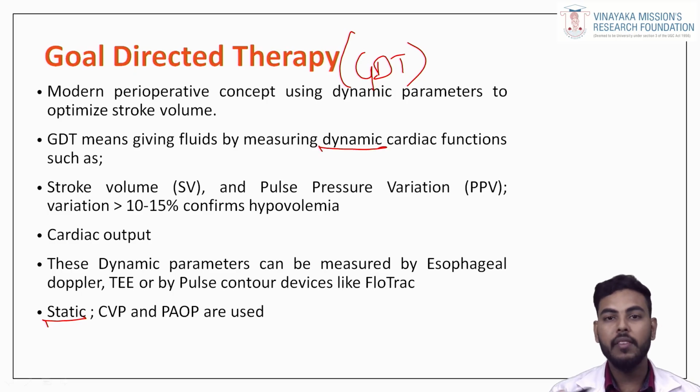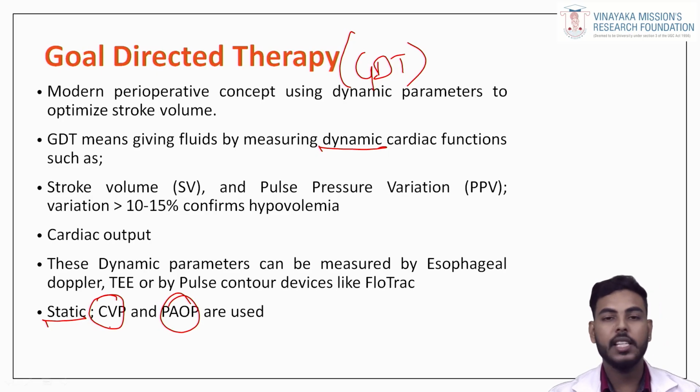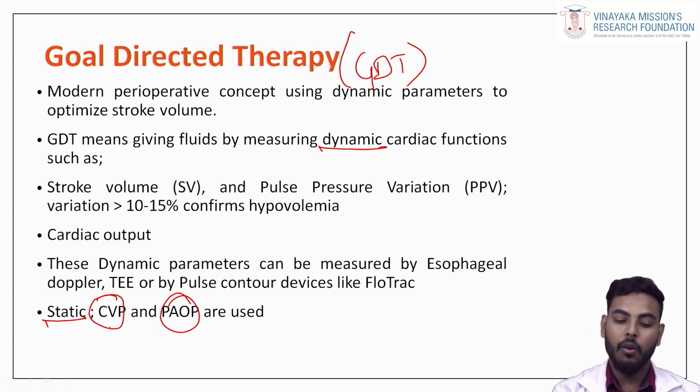Previously they were using all the static parameters. So what are the static parameters? CVP and PAOP. CVP is central venous pressure. Have you heard about central venous pressure? And PAOP is pulmonary artery occlusion pressure. These are measured using a central venous catheter or a pulmonary artery catheter. These were used previously but are not used nowadays.